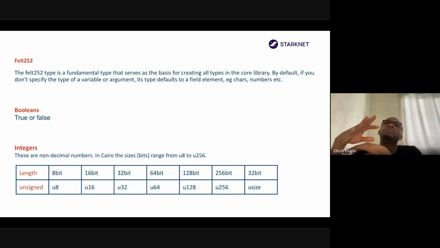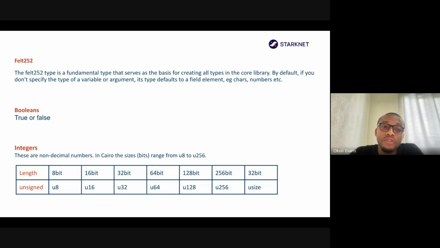I don't know how to explain it, but I think in JavaScript, when you write any value at all, it is automatically assigned a string. In Cairo, any variable for which you don't explicitly add the type will be converted straight to felt252. So felt is like the default type in Cairo. By default, if you don't specify the type of a variable, its type defaults to a field element. Did you get? I'm going to show you later in code.